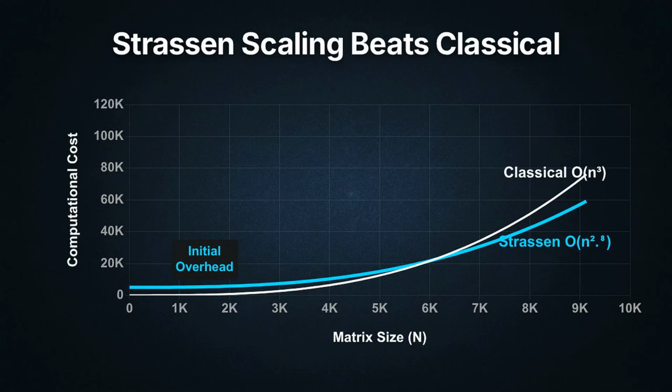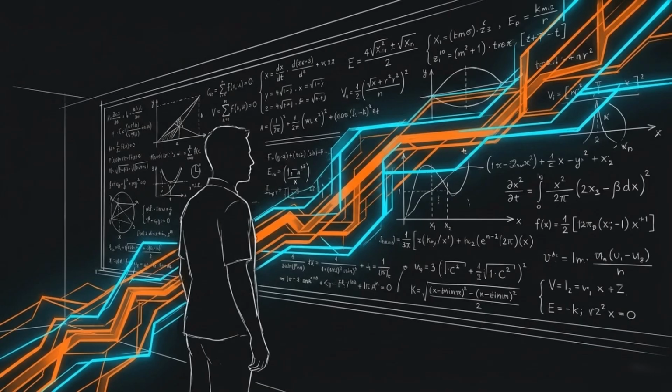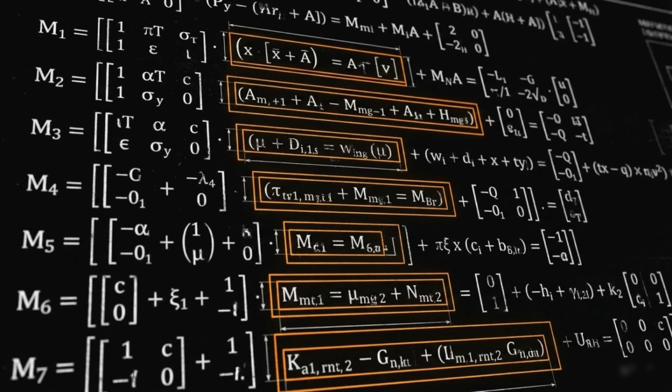Subcubic complexity is essential for modern large-scale computing, particularly in scientific modeling and neural network training. Strassen's breakthrough demonstrated that matrix multiplication efficiency is determined by the number of recursive branches. In the next lesson, we will derive the specific, unconventional equations used to reduce those branches from 8 down to 7.